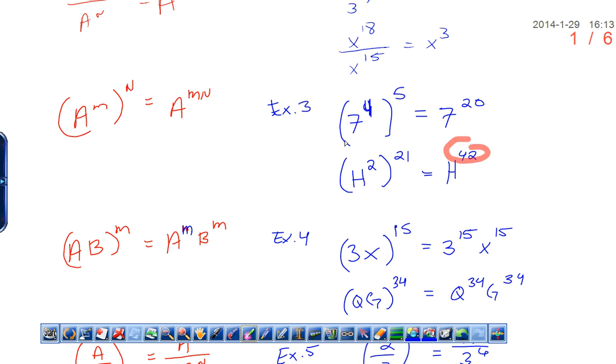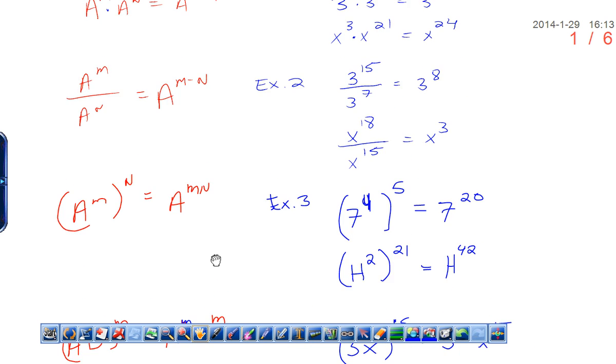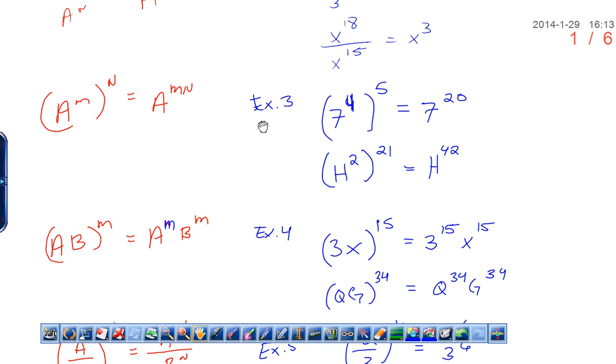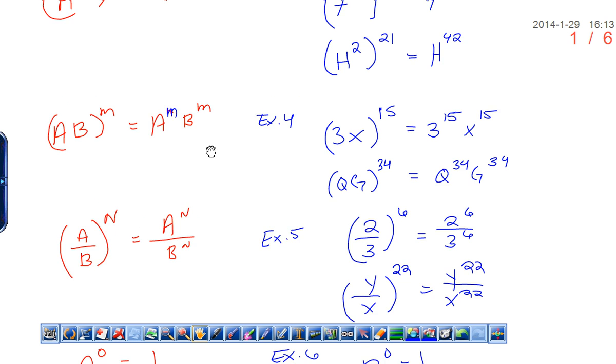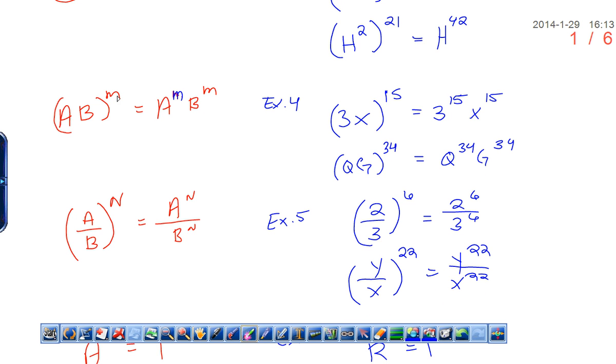Please notice that I have kept all my bases the same throughout all the problems. X's stay there, H's stayed. Let's see what else we had up here. 3's, X's, 3's again. All my bases stayed the same. Next one. We have an exponent outside of two things. I think this one was product to a power, because we have two things being multiplied, a times b to the power of m. It's just kind of like distributing. So we distribute the m to the a and m to the b. So 3x to the 15th, qg, it doesn't matter whatever the letters are, to the 34th. We're just going to distribute it. So 3 to the 15th, x to the 15th, q to the 34, g to the 34.